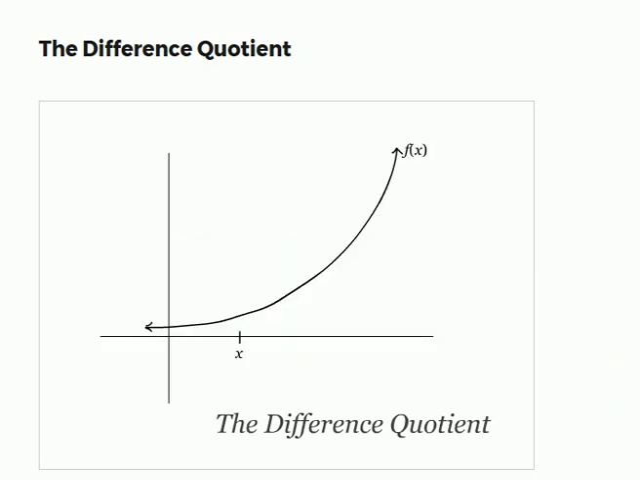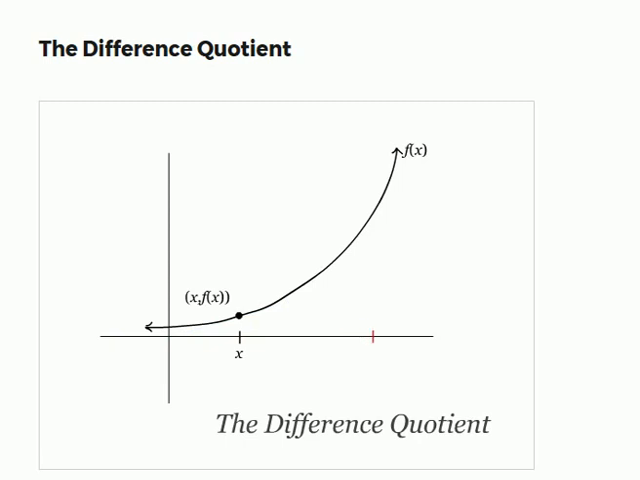Here's a graph called f, with a point on it labeled x. My goal will be to find the slope of the tangent line to f at that point. First things first, the coordinates of this point are x, comma f of x. Now, here's how I get my formula.